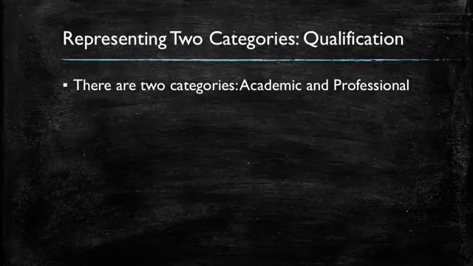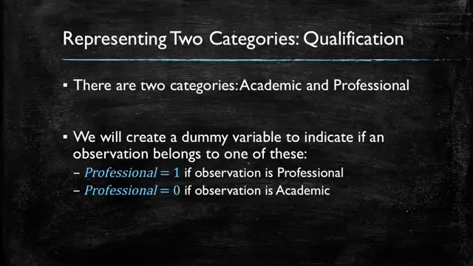And what we're going to do is create a dummy variable to indicate if a faculty member belongs to one of these two categories. In particular, we're going to create a professional indicator. It's going to be a binary variable that has a value equal to 1 if that particular observation, if that professor is a professional, and it's going to be a 0 indicating that it is not a professional, which in this case means that professor is an academic.